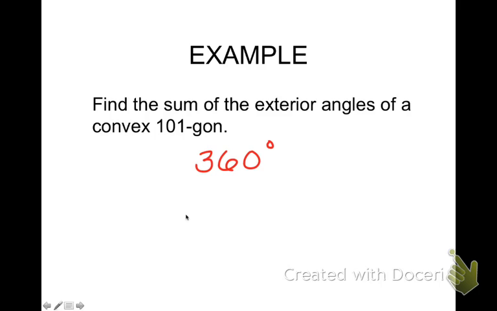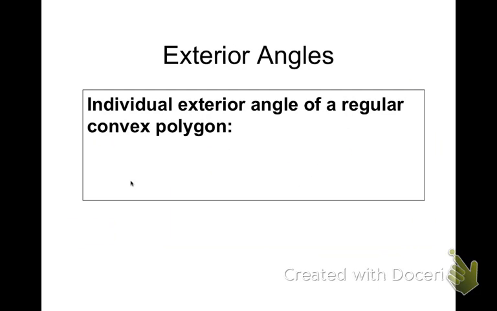What's our formula going to be to find just an individual? Well, we know that the sum is 360. To find an individual one, we're going to divide by the amount of sides, n. So 360 divided by n.